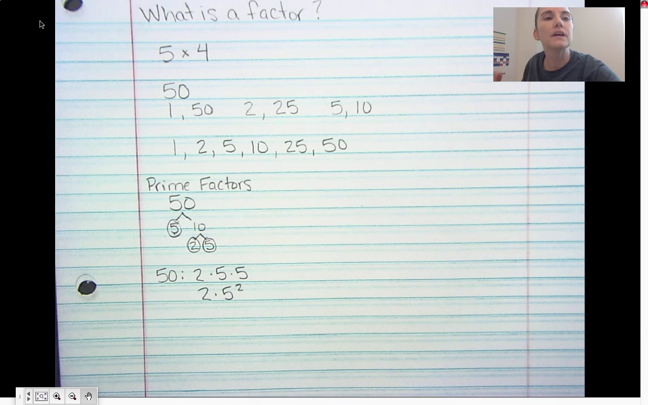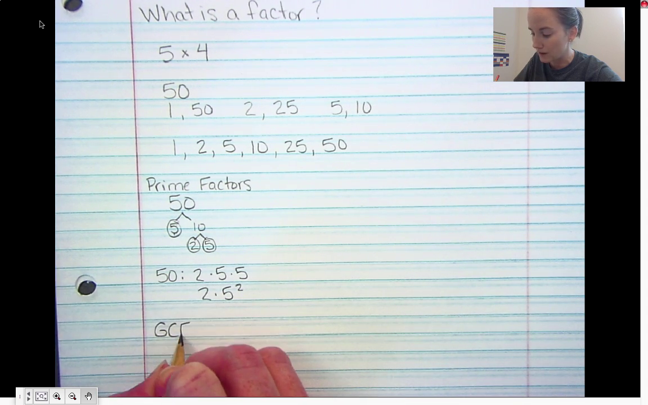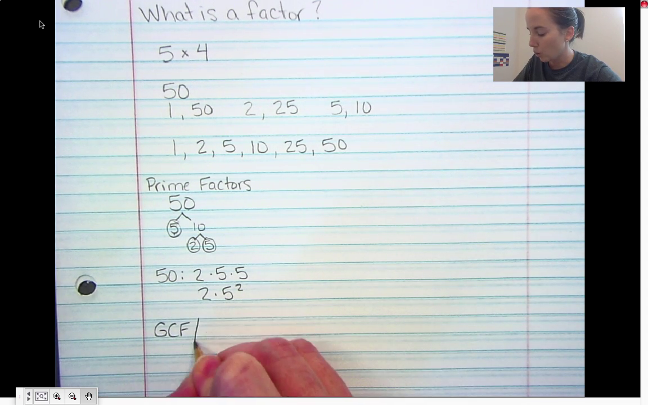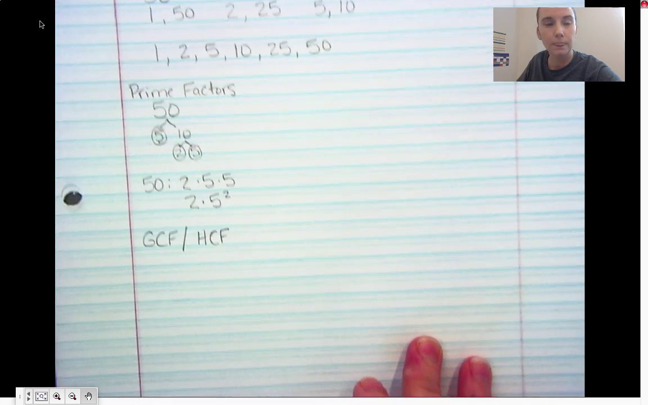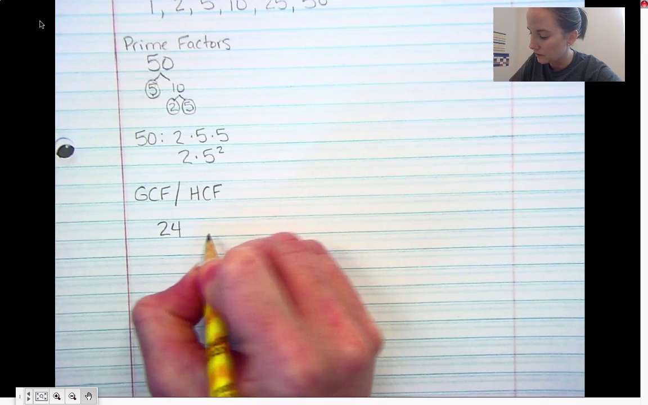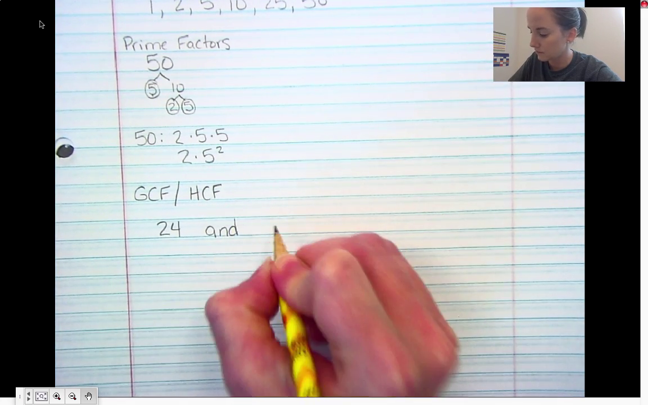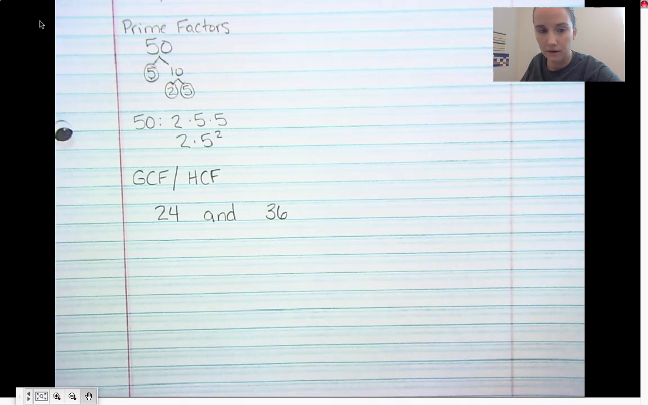Now, I'm going to give you two numbers and I'm going to ask you to find the greatest or highest common factor. You can use either of the methods mentioned above. So to find the GCF, greatest common factor, or HCF, highest common factor, your two numbers are 24 and 36. You can use any method.